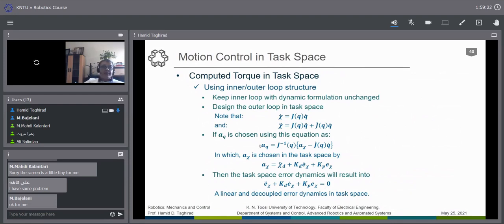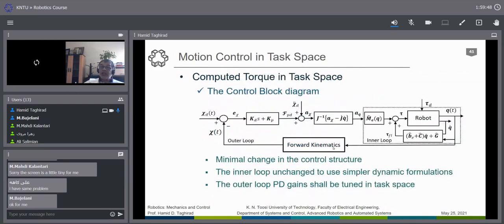Different names have been given to this. They also call this one an operational space controller in some books and references, but I prefer to just use the computed torque or inverse dynamics in task space. And we note that we don't change the control structure that much. At least the inner loop is unchanged. We are using all the dynamic equations that we have found, all the manipulation that we have done there, identification, calibration, everything that we have done so far. We use all of that knowledge here and only change this part. Use this golden rule to find AQ from AX, and the outer loop gains, the PD gains, are tuned based on the task space.